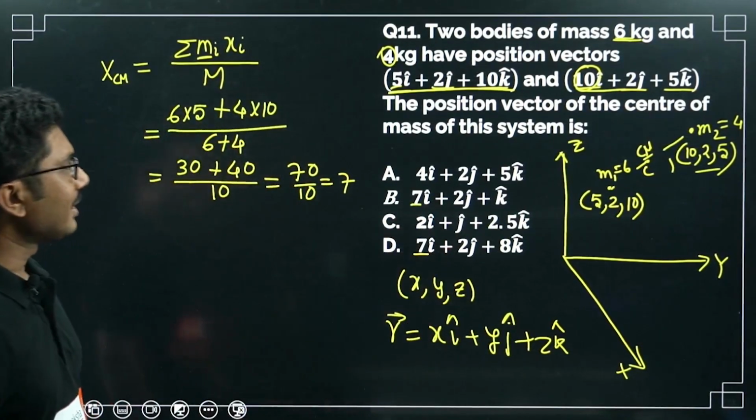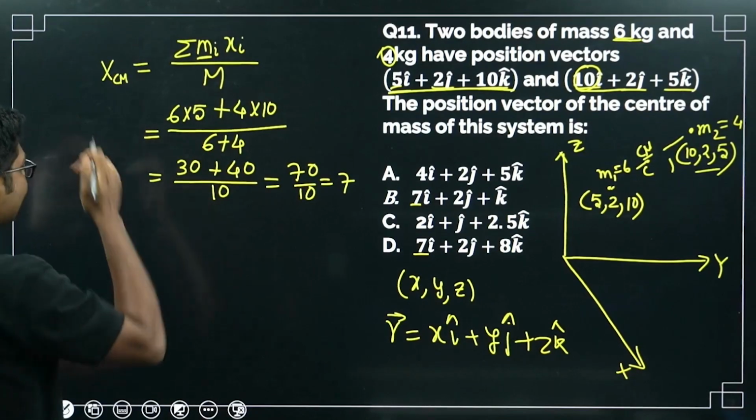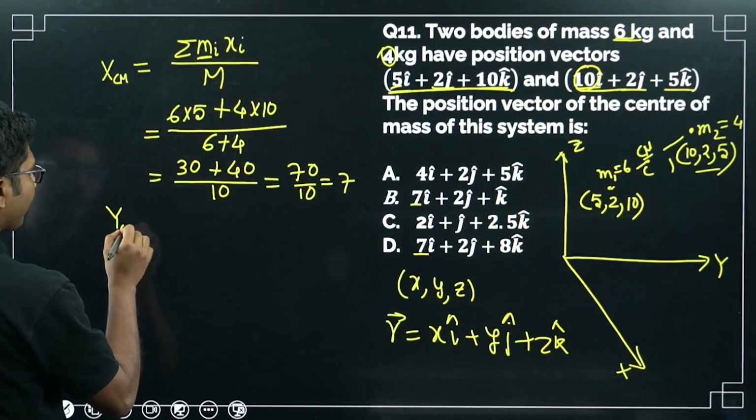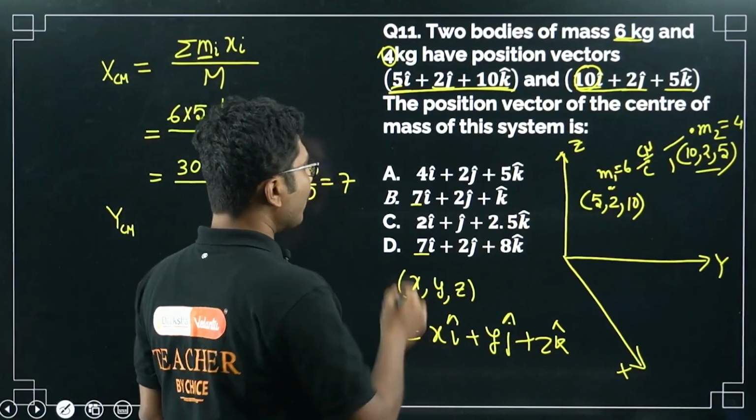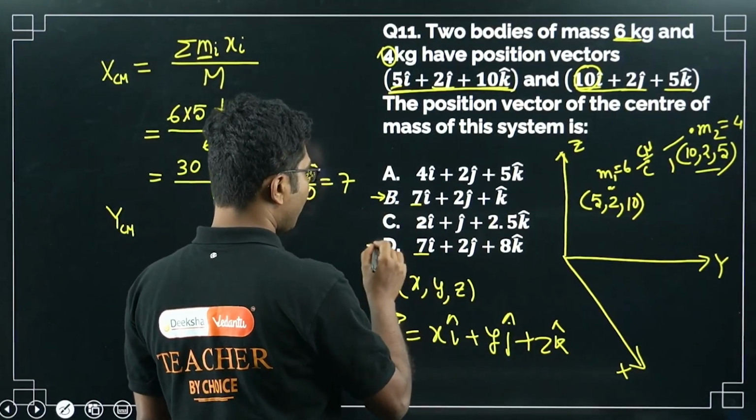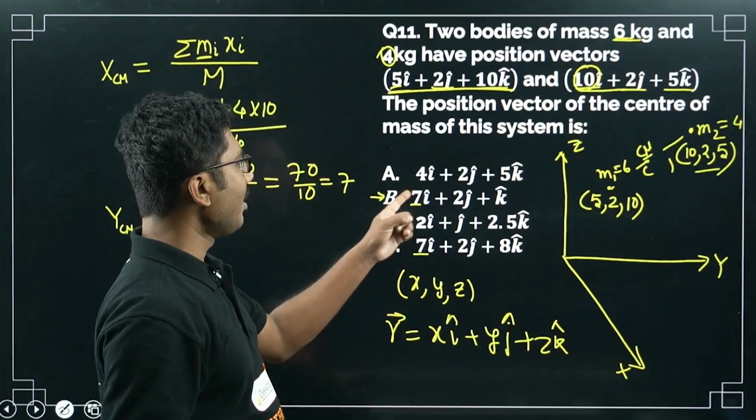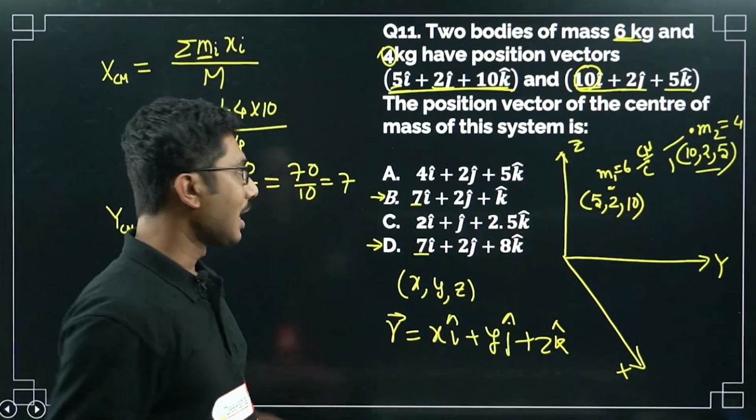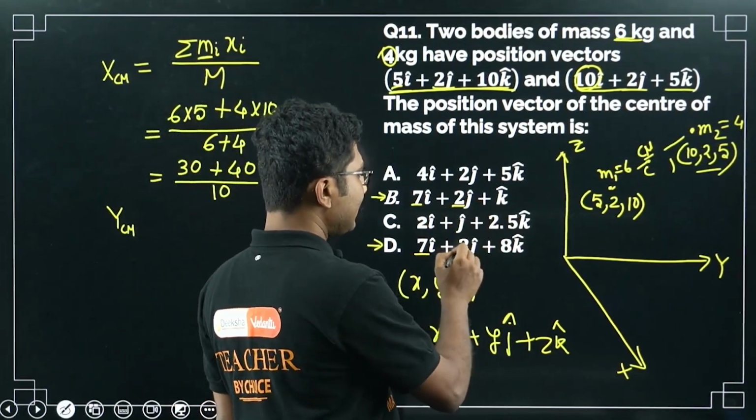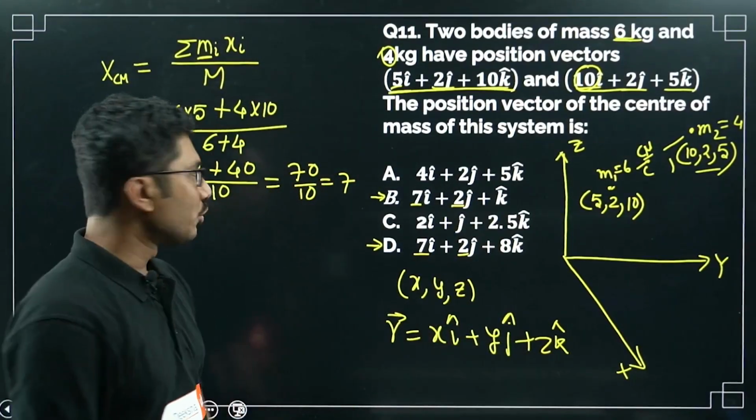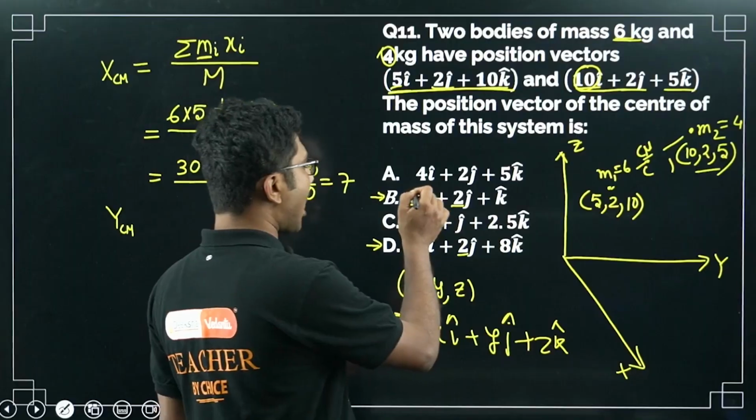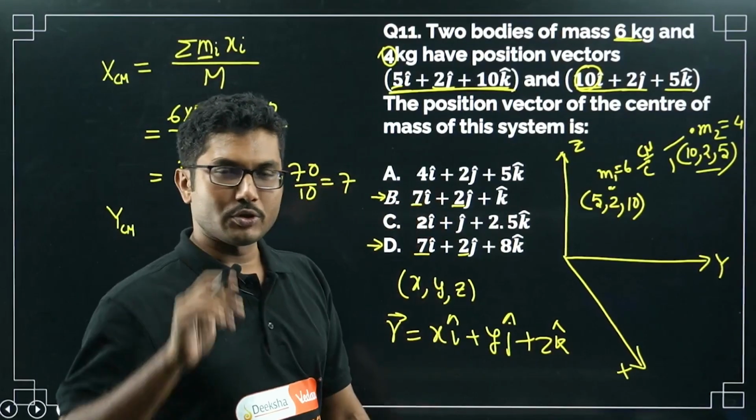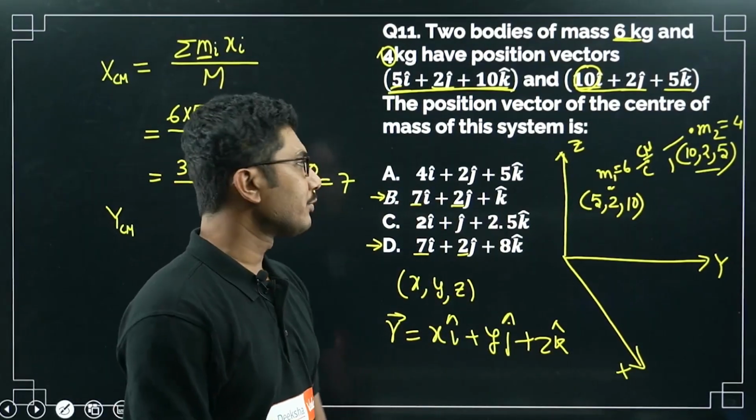Right now, if you see, there are two options with 7. So you have to calculate the second value as well. What is the second value? YCM. Now there is a trick. You have found out that both option B and option D have the same first answer and the same second answer as well. So don't calculate YCM. Out of these two options, one of them will be correct. Right? Which one will be correct?